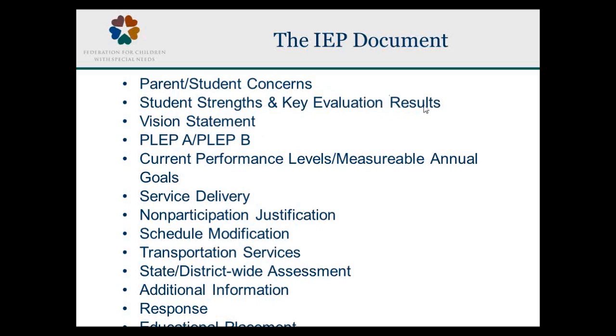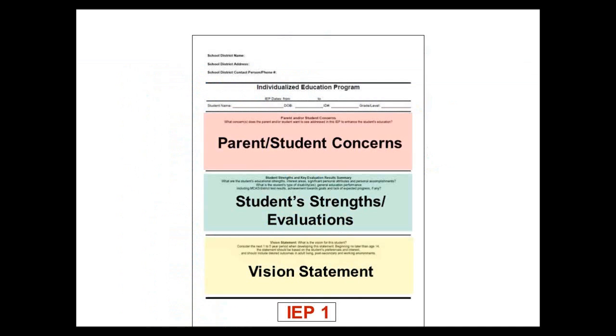We then go to the student strengths and key evaluation results, the vision statement, and something called PLEP A and PLEP B. PLEP stands for Present Levels of Educational Performance. It will always be referred to as PLEP, either A or B, and we're going to talk about the difference between A and B. Then the current performance levels and the measurable annual goals, where we're writing out the goals. And then there is that ever so confusing service delivery grid. There's also the non-participation justification, the schedule modification, the transportation services, the state or district-wide assessments, additional information, the parent response, and then the educational placement.